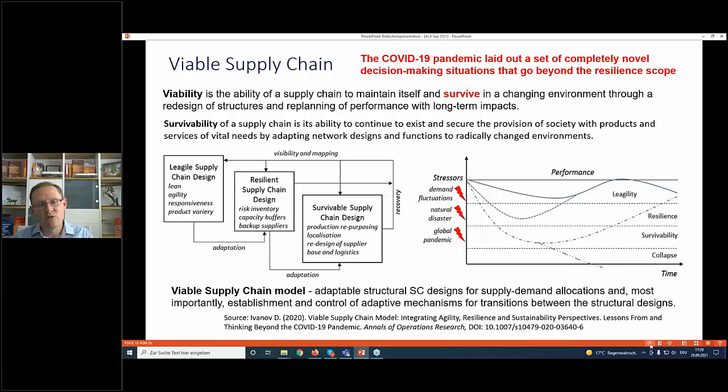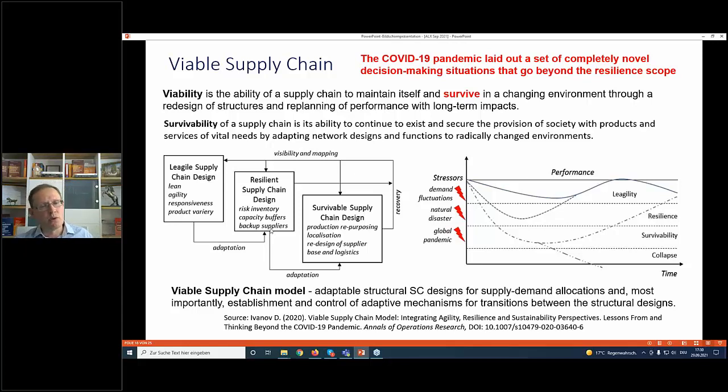It is the ability of a supply chain to maintain itself and survive in a changing environment through the redesign of structures and replanning of performance with long-term impacts. Recall, resilience is the ability to return, to bounce back to the initial state. And viability is a general ability to survive. And survivability is the ability to continue to exist and secure provision of society with products and services of vital needs by adapting network designs and functions to a radically changed environment.